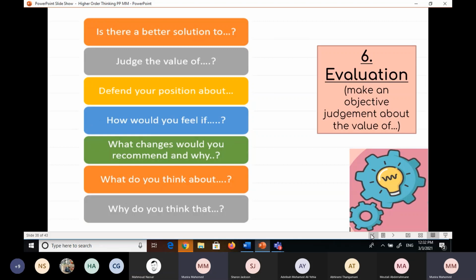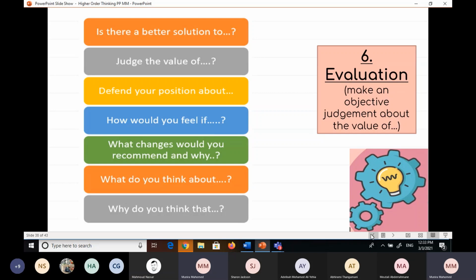Evaluation, most importantly, making an objective judgment about the value of something. So is there a better solution to this? We would ask, judge the value of so and so, defend your position about this. How would you feel if this happened? What changes would you recommend and why? What do you think about so and so? Why do you think that?